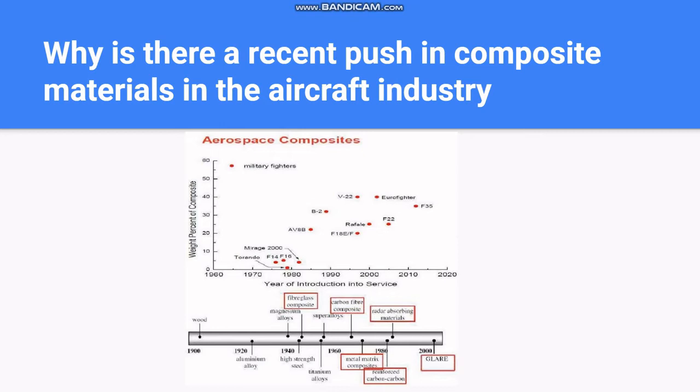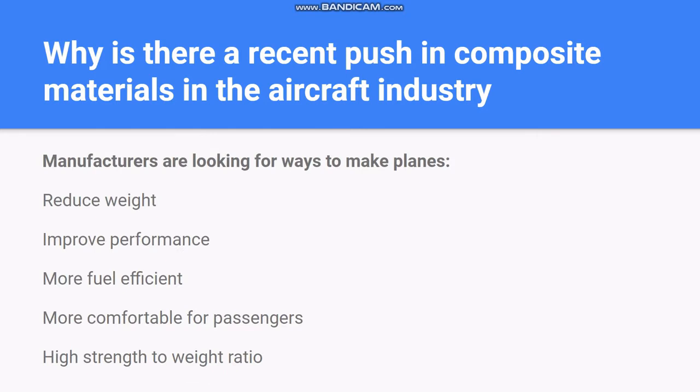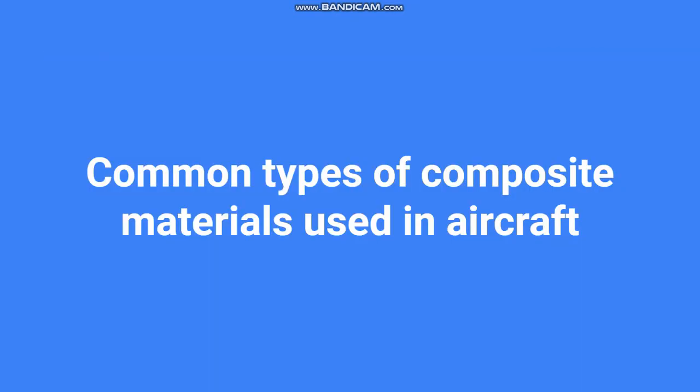So manufacturers are looking for ways to make planes that improve performance and reduce weight, which overall boosts the fuel efficiency of the aircraft. Manufacturers also want to make sure that the passengers are more comfortable in the planes, and they have a high strength to weight ratio when they are using composite materials. So these are the common types of composite materials that are used in the aircraft.